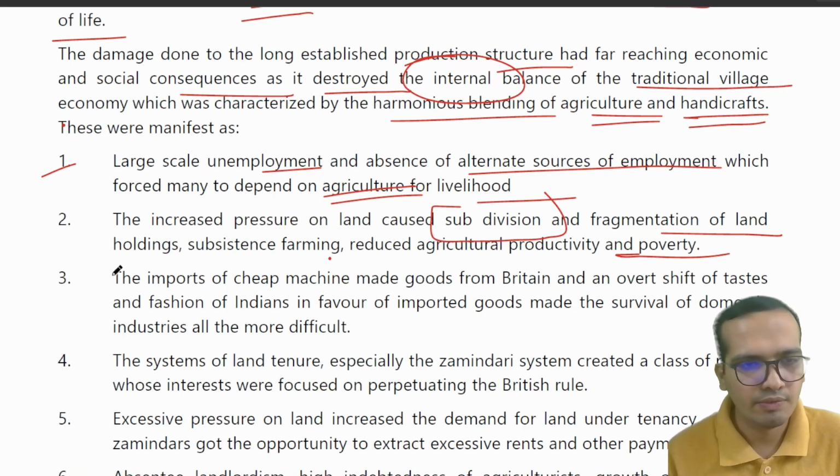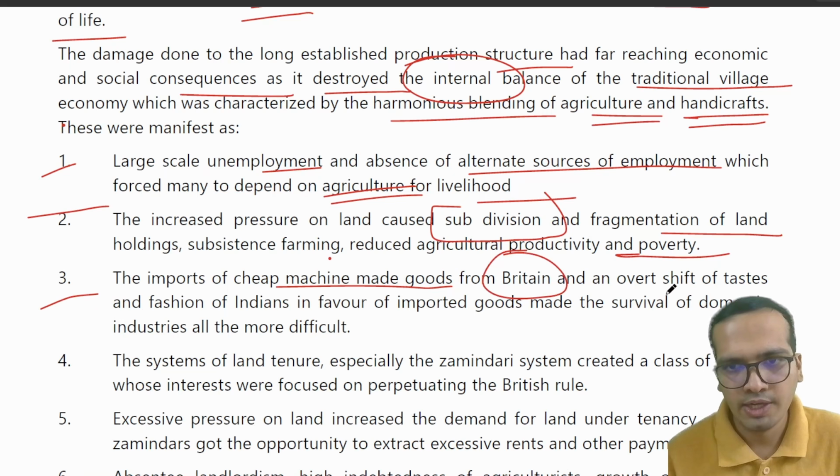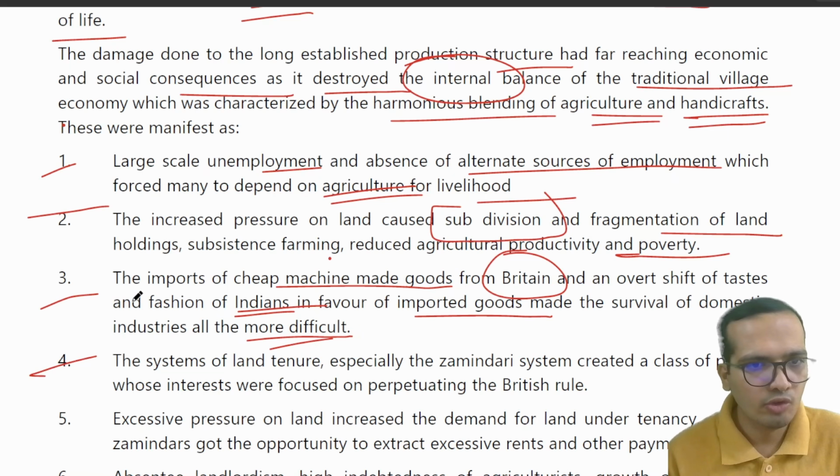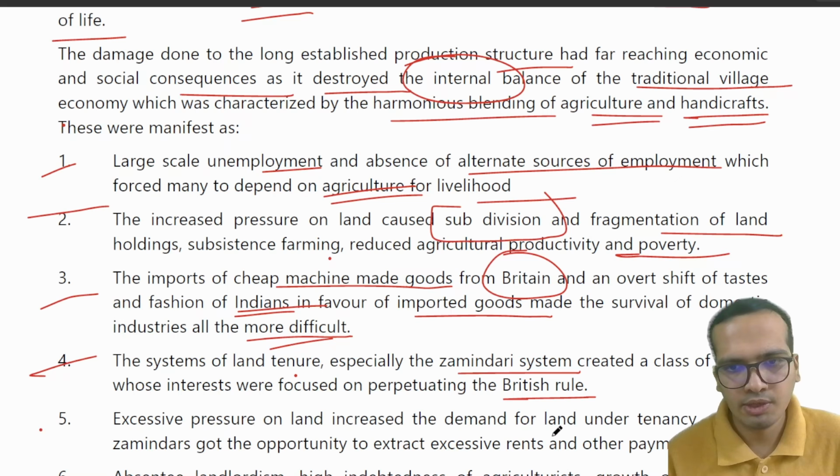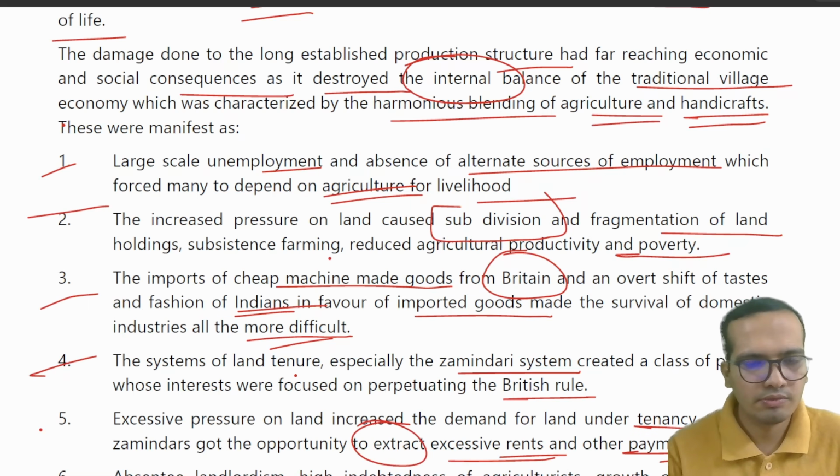agricultural productivity and poverty. Third, the imports of cheap machine made goods from Britain and a shift of taste and fashion of Indians in favor of imported goods made the survival of domestic industries all the more difficult. Fourth, the system of land tenure, especially the zamindari system, created a class of people whose interests were focused on perpetuating the British rule. Fifth, excessive pressure on land increased the demand for land under tenancy, and the zamindars got the opportunity to extract excessive rent and other payments.